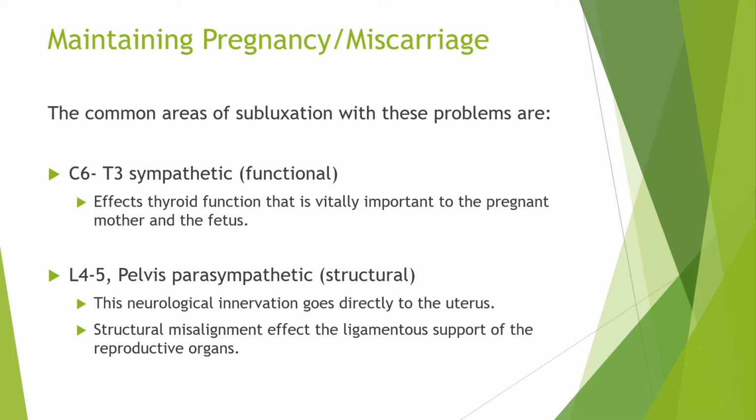And more of the structure under that is down near the pelvis, the lower lumbar and pelvis area, and these are parasympathetic input. And this is more of the structural component around the lower part of the body, the spine, and the pelvis. This neurological innervation goes directly to the uterus. The structural misalignment may affect the ligament support of the reproductive organs.